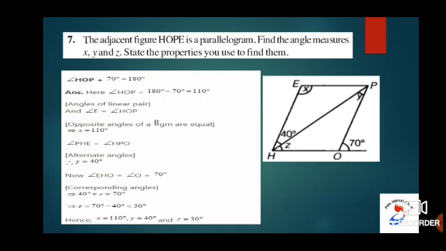This is a continuation of exercise 3.3. In the previous session, till problem number 6 we have completed. Now we are going to start with question number 7. The adjacent figure HOPE is a parallelogram. Find the angle measures X, Y and Z. State the properties you use to find them.